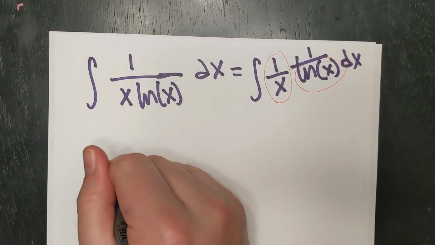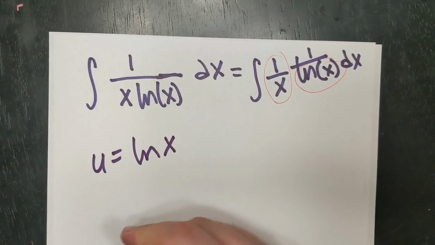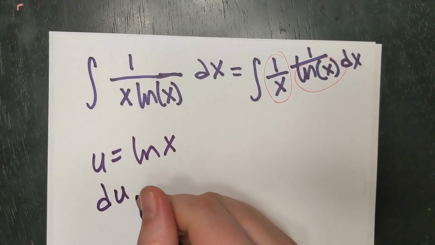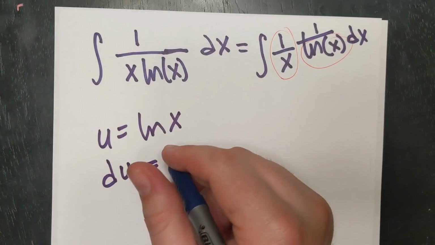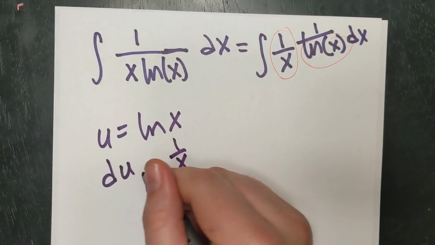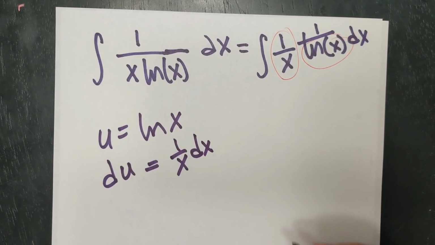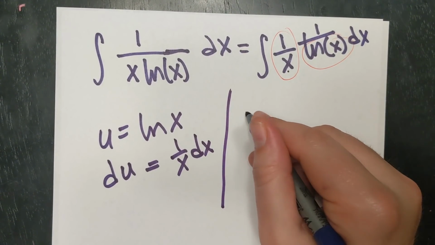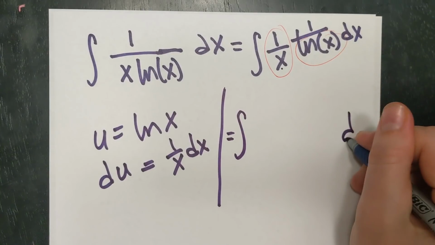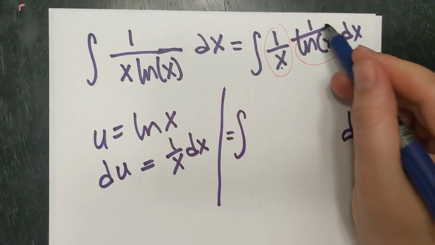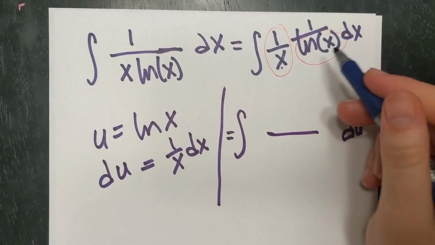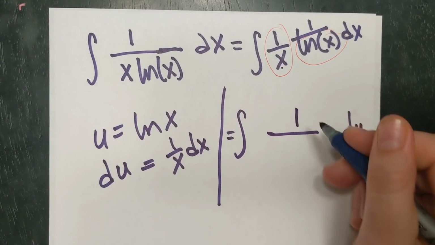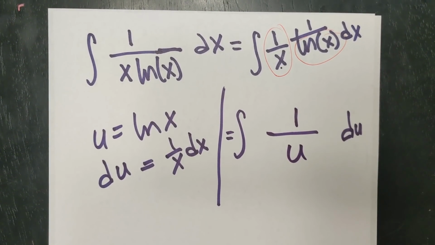If you make your u ln of x, then the derivative of u, your du dx, is 1 over x. So your du is 1 over x dx. And that's pretty promising because you have 1 over x dx. That all becomes just du. And now I have 1 over ln of x, so 1 over ln of x becomes 1 over u.